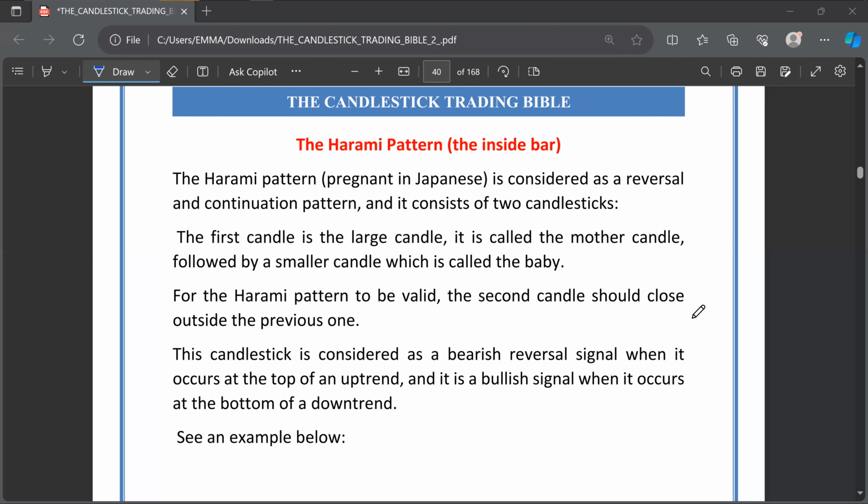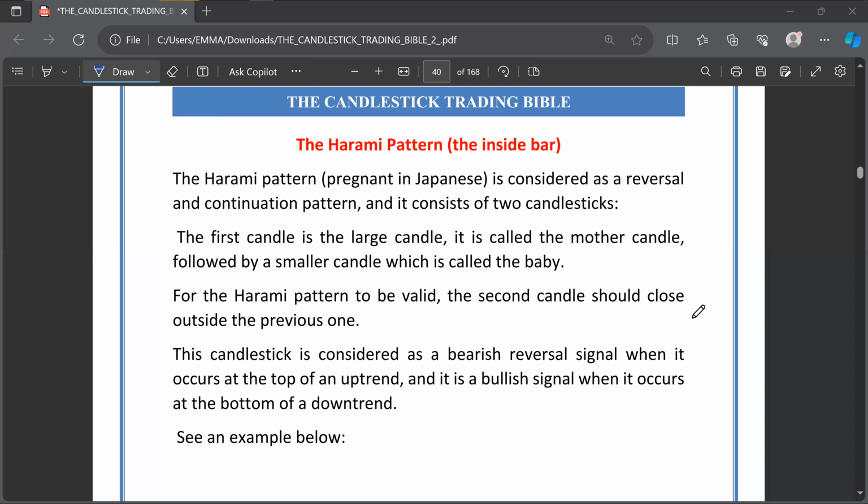So we are going to focus on the Harami pattern in this very episode. The topic is the Harami pattern, and I'll give you just an overview. The Harami pattern consists of two candlesticks. The first candlestick is always bigger than the second one. The second one is small, and it is fully engulfed, covered by the first one.